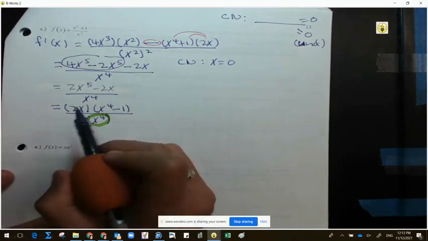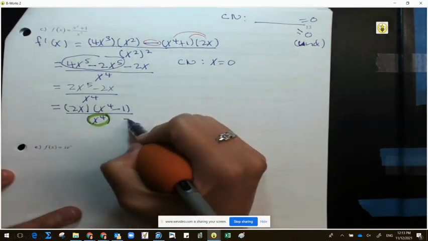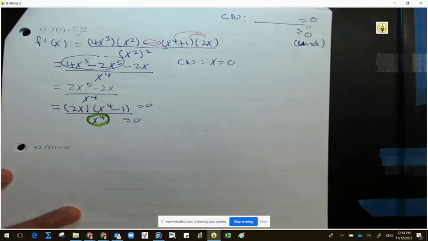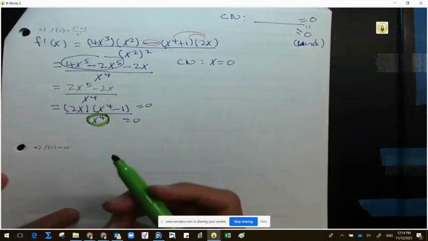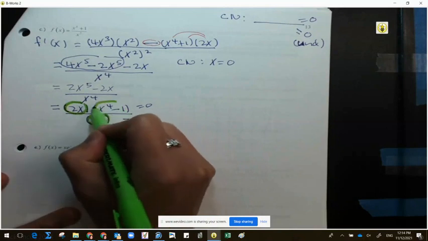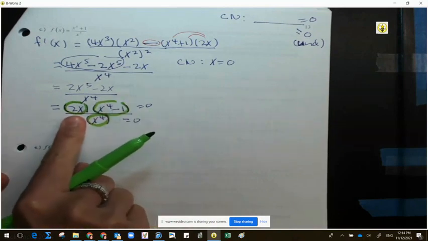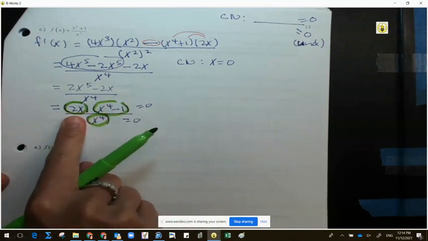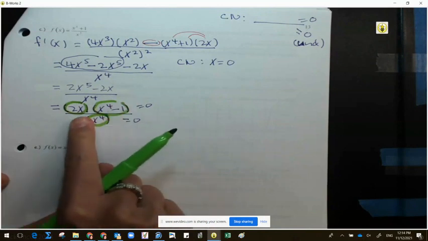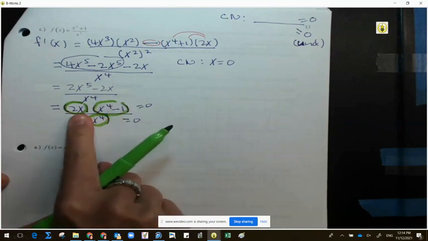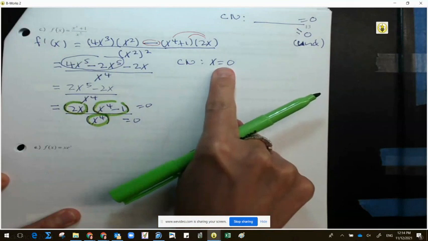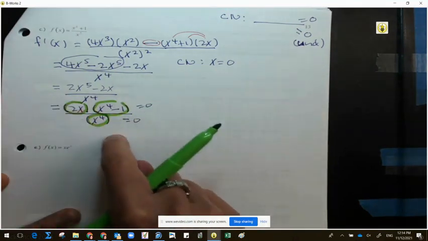And then I need to figure out when is my top equal to 0 as well. So let's write equal to 0 and equal to 0. And I know I have our 2 individual factors. When I set 2x equals 0, what is my critical number? 2x equals 0 is 0. Didn't I already have that? So do I need to write it again? No. Sometimes it could be the same thing and it's okay.